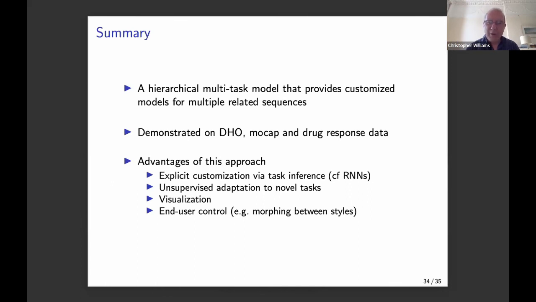And we can do unsupervised adaptation to novel tasks. We've seen we get some visualization of these task descriptors, and we can also have end user control like morphing. So let me stop there and take any questions. Thanks.